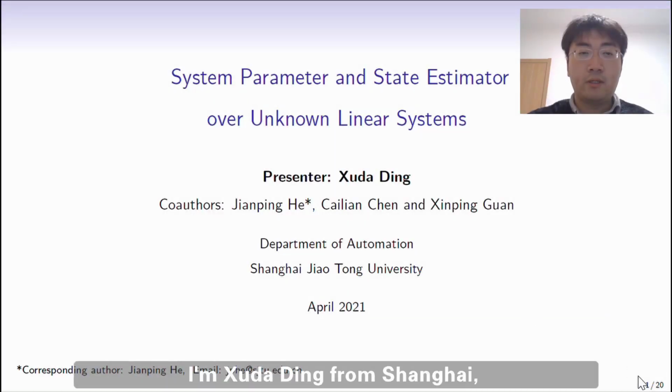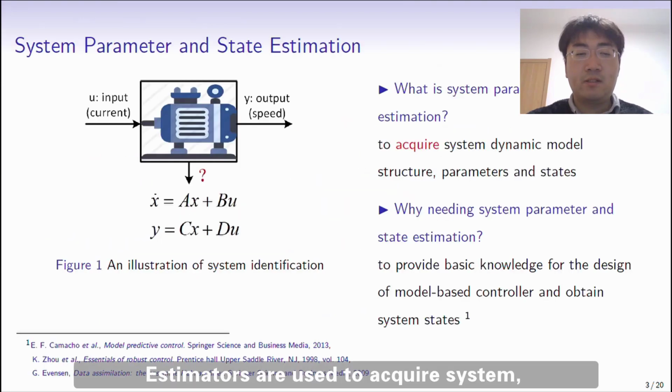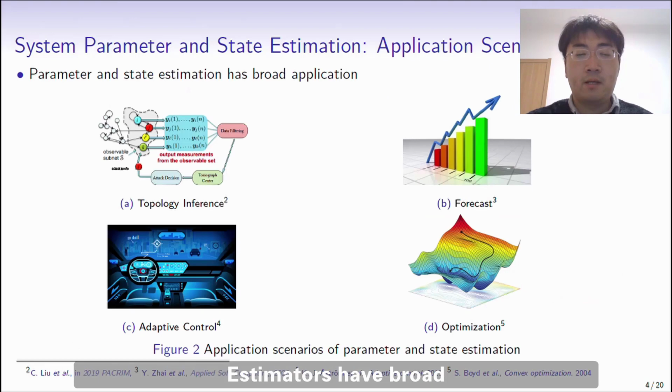Hello everyone, I'm Xu Dading from Shanghai Jiao Tong University, China, working with Professor Jianping He, Cai Linchen, and Xinping Guan. Today, I will present a system parameter and state estimator over nonlinear systems. Estimators are used to acquire system dynamic model structure, parameters, and states, and provide basic knowledge for the controller design. Estimators have broad applications, such as topology inference, fault diagnosis, adaptive control, and optimization.